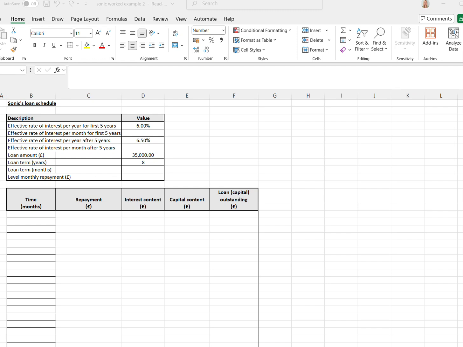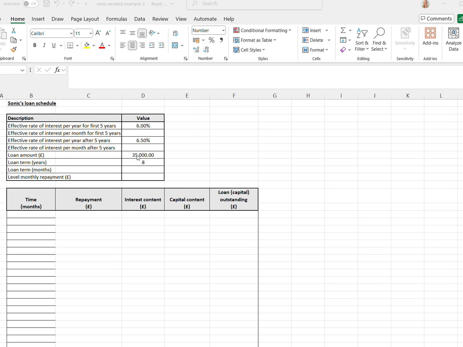Okay, so in this example, my interest rate is not going to be the same throughout the whole time period of this loan that we're borrowing. We're going to start off with 6% for the first 5 years, and then after that it's going to change to 6.5%, and we're doing this for an 8-year period. We are also borrowing £35,000.